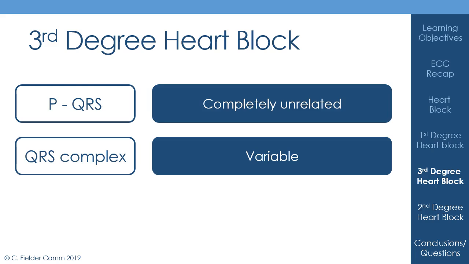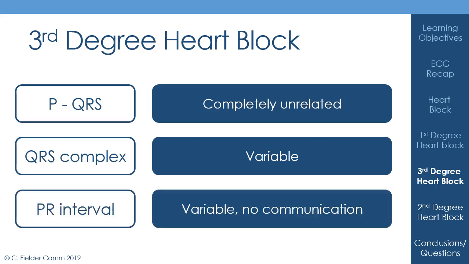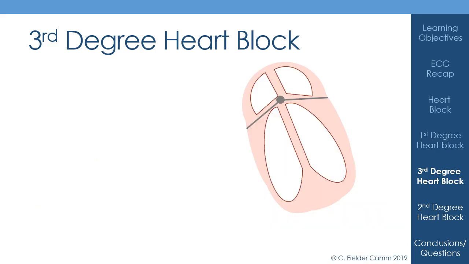Now, the QRS complex is a bit variable. If that pacemaker cell is high up, then it may be quite narrow. But if the pacemaker cell comes from somewhere in the ventricular muscle, then the QRS complex might become quite broad. And the PR interval is essentially non-existent, right? It's so variable because there's no communication. It's not just prolonged like it is in first degree heart block.